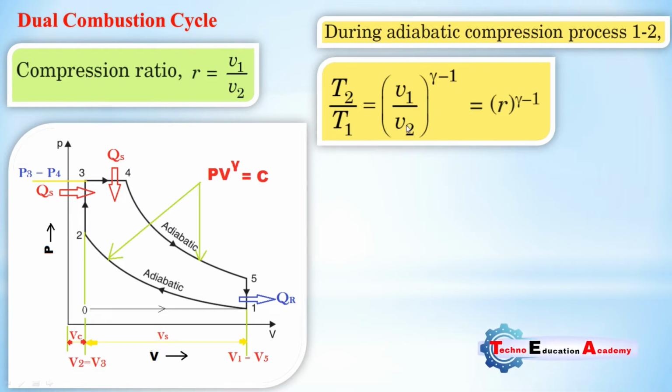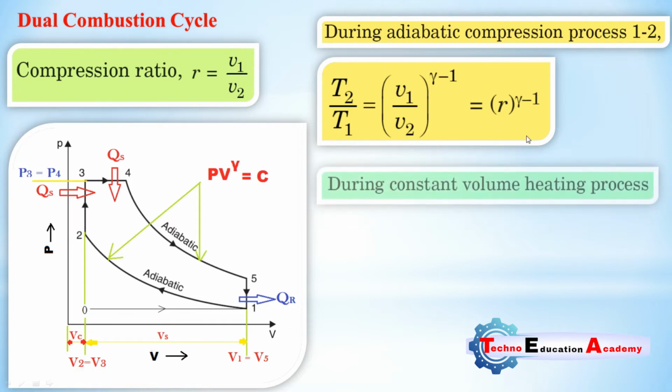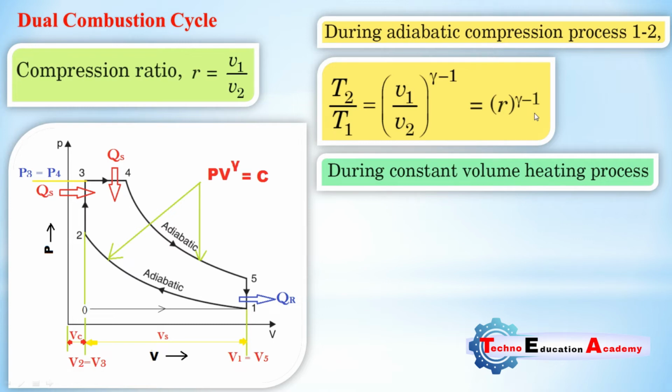But we know that V1 by V2 equals R, the compression ratio. So put R instead of V1 by V2. So T2 by T1 equals R raised to gamma minus 1, where gamma is the adiabatic index and its value is 1.4 for air. Same as during the constant volume heating process.